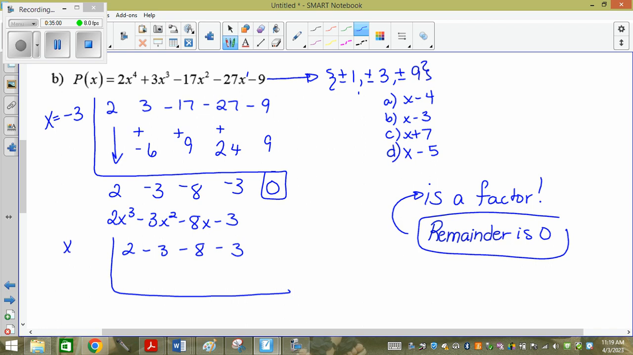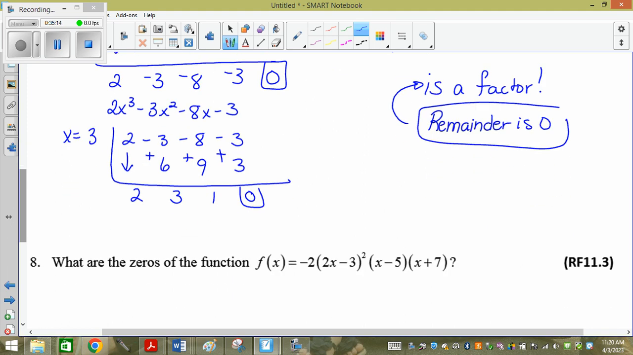X equals what? 3 again, 3? Okay, 3 times 2 is 6, add 3. 3 times 3 is 9, add 1. 3 times 3 is... 3 times 1 is 3, add 0. I'm happy.